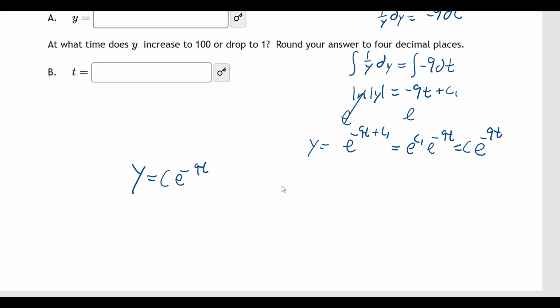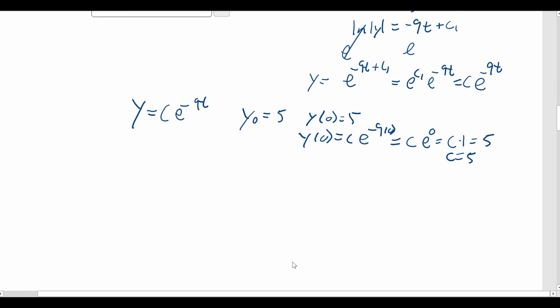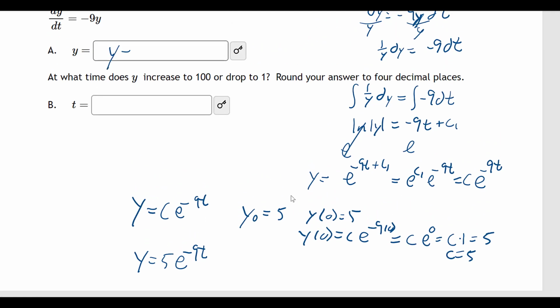Now the next part is we're supposed to find it if y of 0 is 5. Then y of 0 would be c e to the negative 9 times 0, which is c e to the 0, which is c times 1, which is supposed to be 5, so c is 5. So we have y equals 5 e to the negative 9t, which is the answer to the first part.